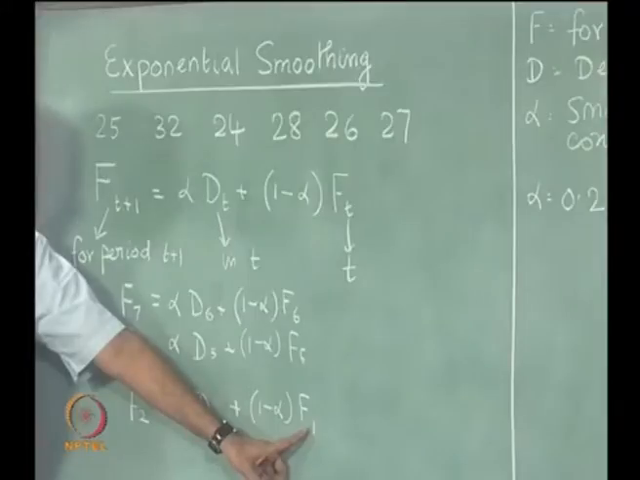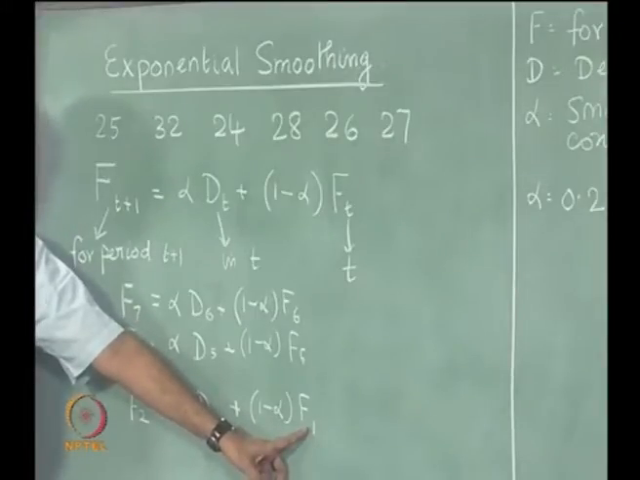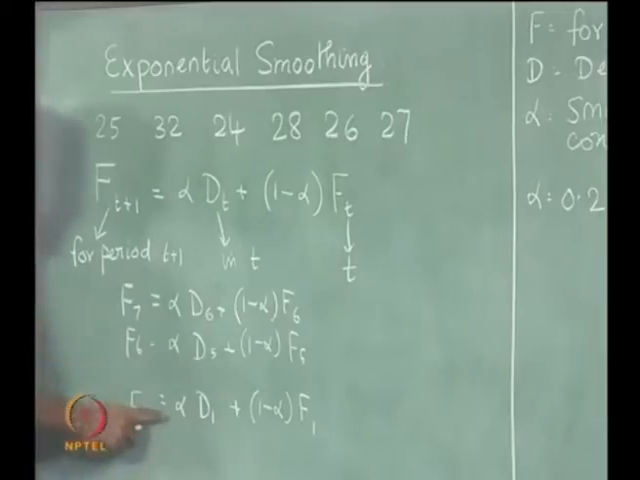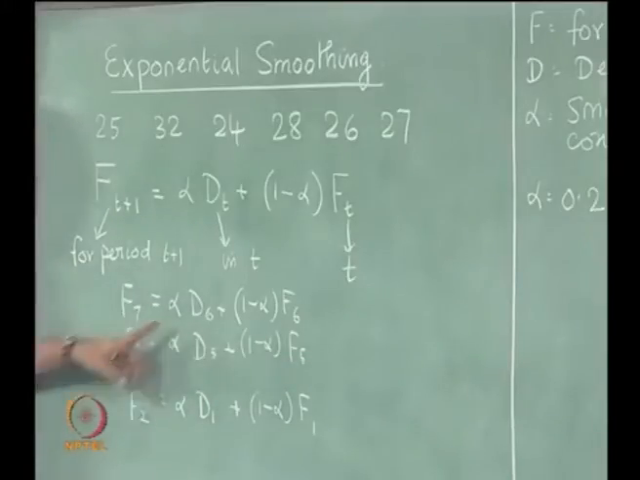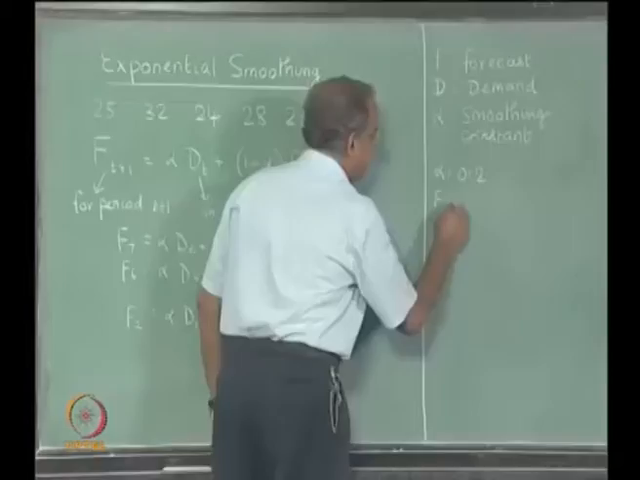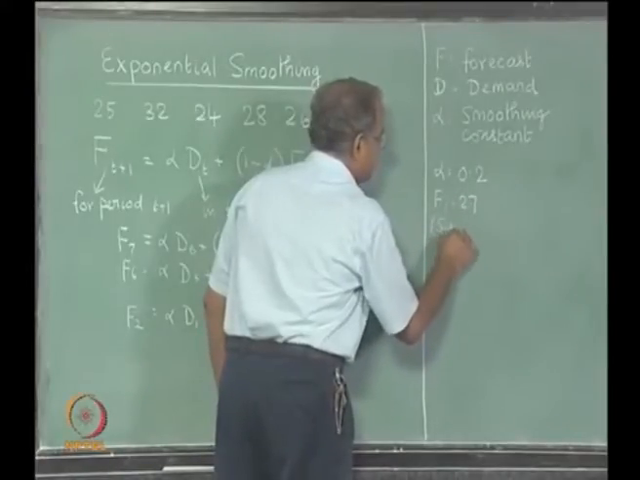If we know F1, or if we assume a value for F1, then we can use this to compute F2, and then we can substitute F2 somewhere here and find F3. Similarly, use F3 to find F4, F4 to find F5, and once F5 is known you can find F6, and once F6 is known we can find F7. So let us simply do these calculations first, get the value of F7, and then try to explain a few things. Let us assume that F1 is 27, which is the simple average.